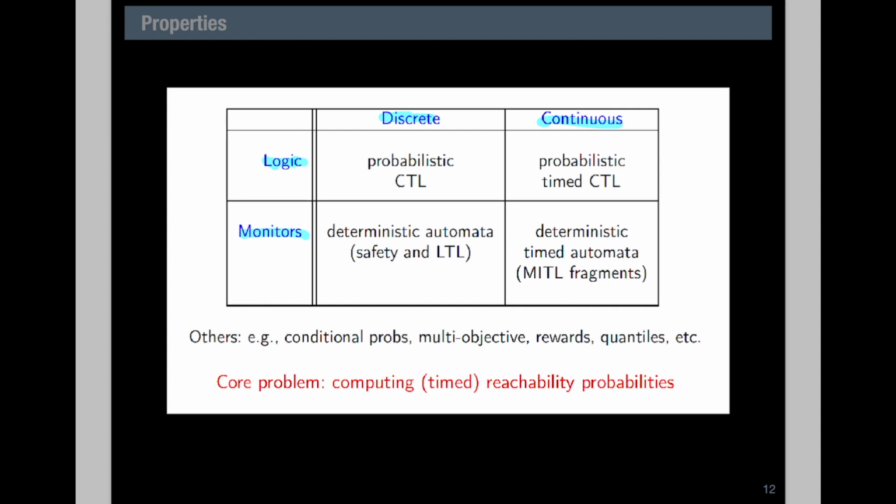And the core problem that model checkers solve is to compute reachability probabilities, and in the continuous case, timed reachability probabilities. Okay, it is not the purpose of this tutorial to talk about the algorithms that solve these things. There are several algorithms to compute such reachability probabilities very efficiently, and those are the algorithms that are exploited by model checkers such as Storm.